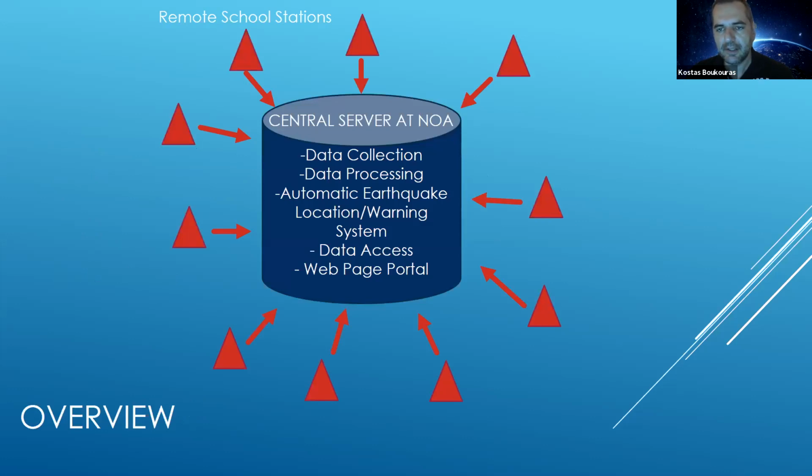The basic idea is that we have a network of schools where we have installed seismometers. These seismometers operate in real time, most of them, and send their data to our server at NOA. This is done in most stations through a private VPN network in which all schools are connected. So our server at NOA, at the National Observatory of Athens, collects the data and processes them. It is able to issue automatic earthquake alerts, and gives access to our web page portal for the users to download the data.